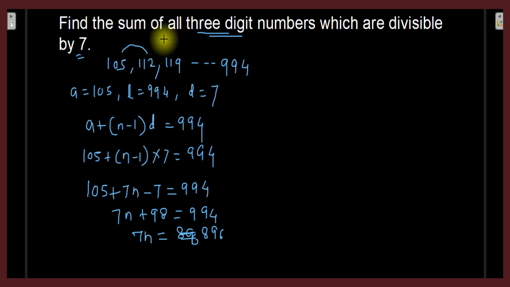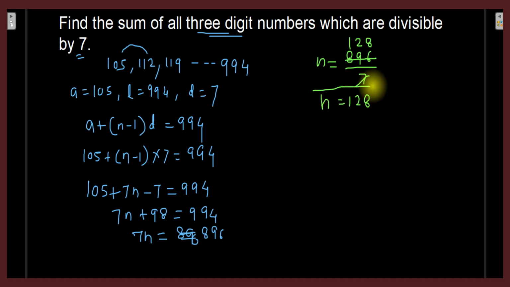And now I solve it further here. So that will be what? n is equal to 896 divided by 7. So 7 1s are 7, 7 2s are 14, and 7 8s are 56. So n is equal to 128. So we have got the value of n as 128. So highlight this value.